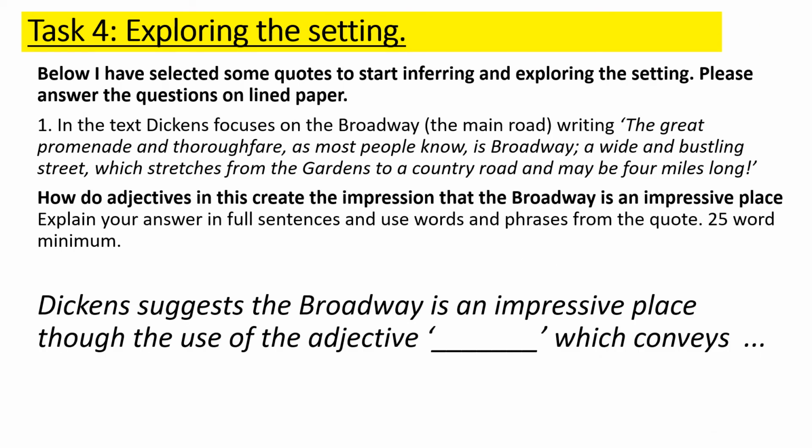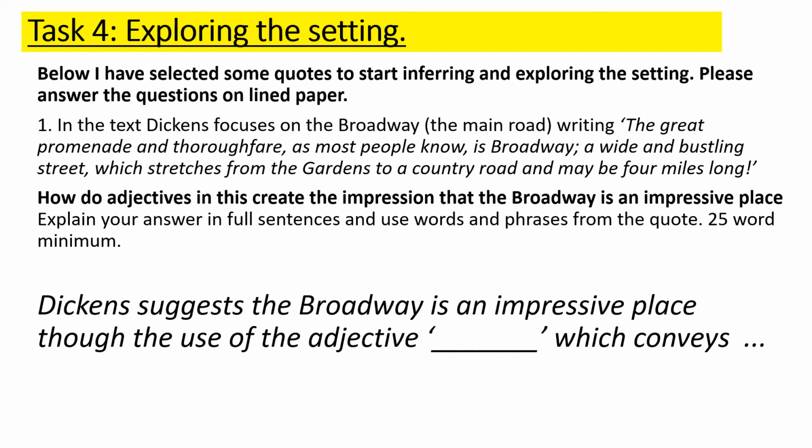The next task is task 4, exploring the setting. Below I've selected some quotes to start inferring and exploring the setting. Please answer the questions on lined paper, and there are 3 questions. I'll talk you through the first one. In the text, Dickens focuses on the Broadway, the main road, writing the Great Promenade. So the Great Promenade is an old-fashioned way of saying the great big promenade road, the big road. And thoroughfare, as most people know, is Broadway, a wide and bustling street which stretches from the gardens to a country road and is maybe 4 miles long.